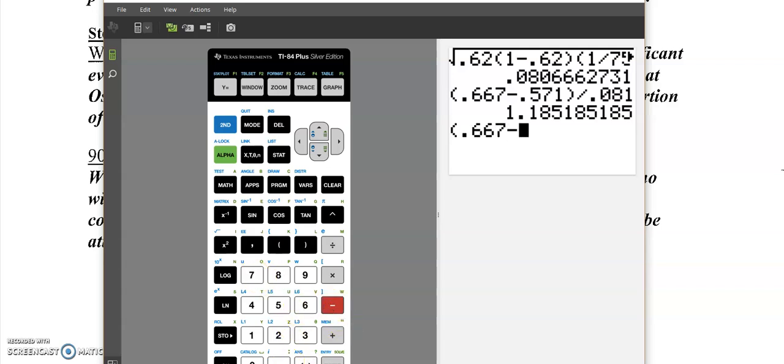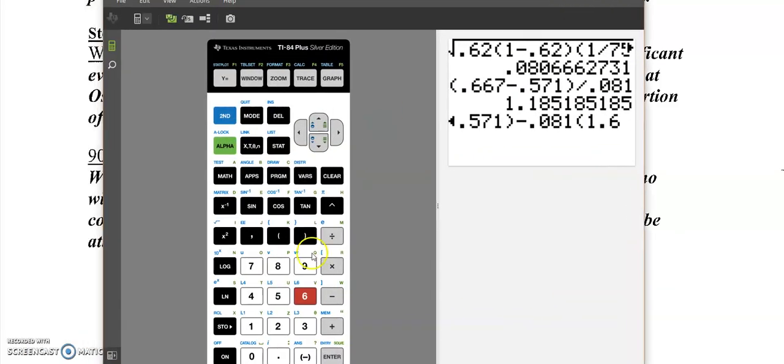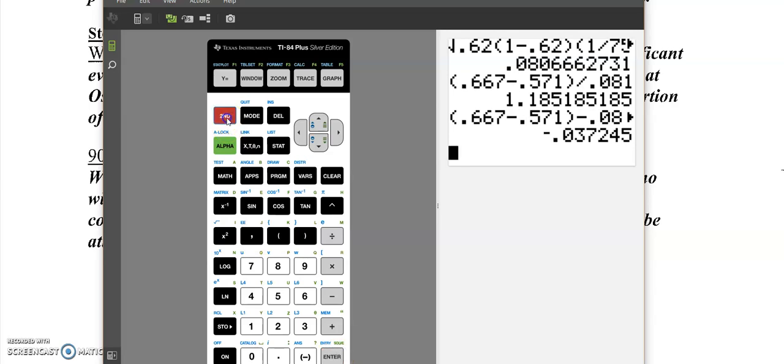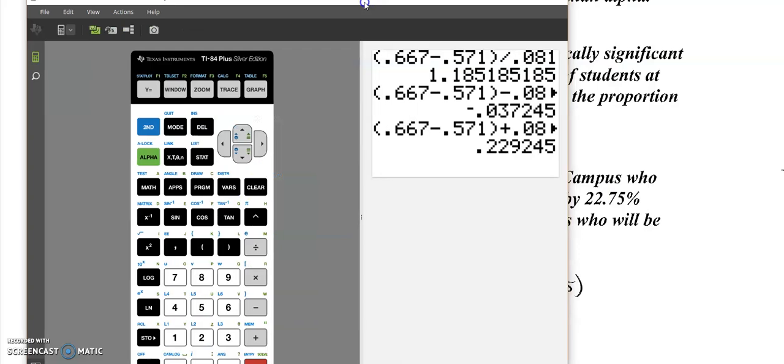So we do 0.667 minus 0.571, close parenthesis, minus, we did 0.081 times 1.645, enter, and then we can hit second enter, and then get the equation back, but change the minus to a plus, enter, and we get negative 0.0372 and 0.2292, which is what we got by hand.